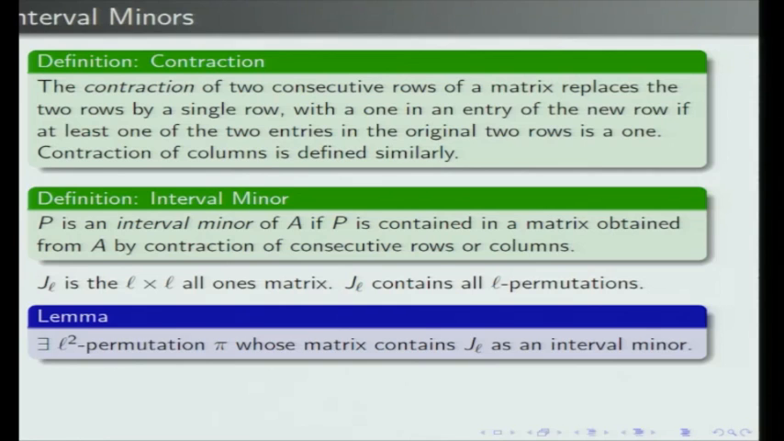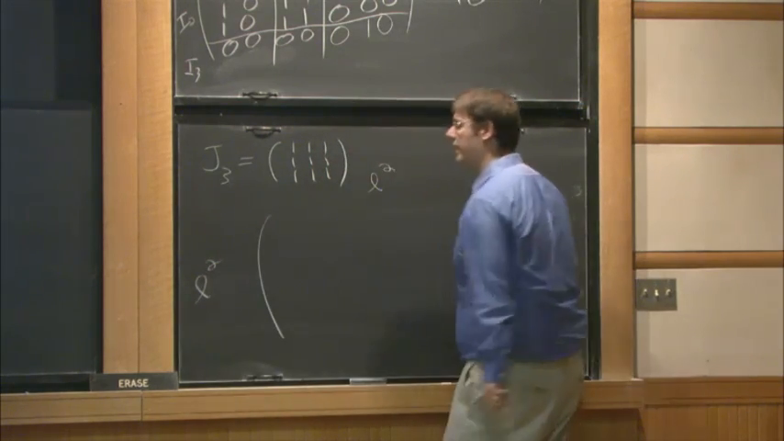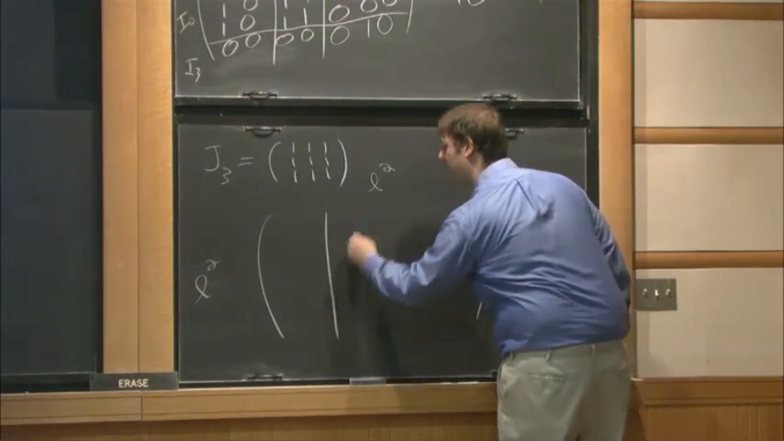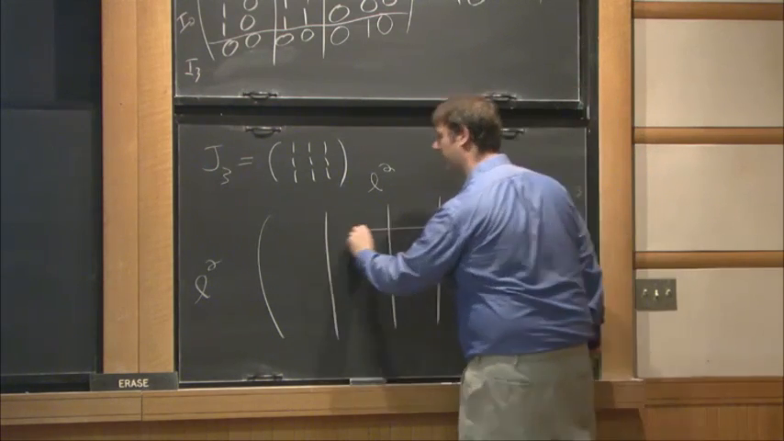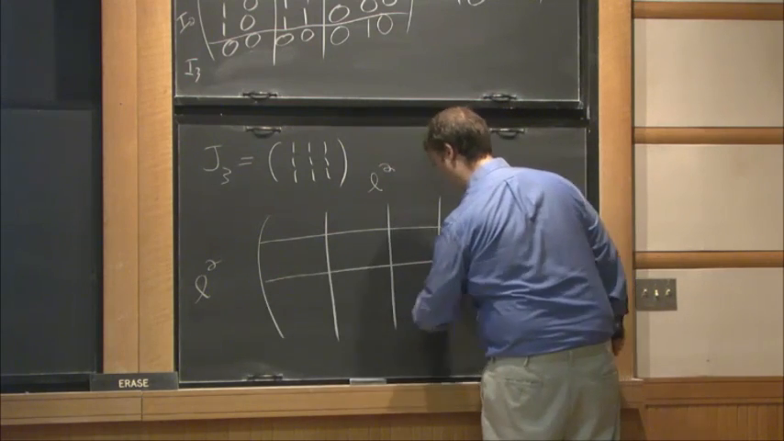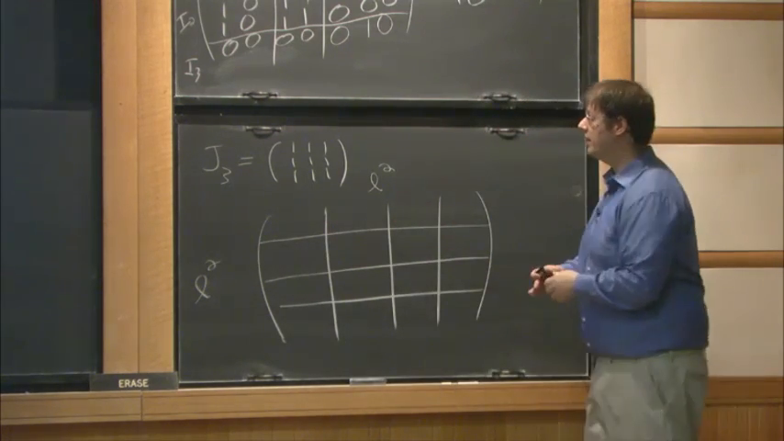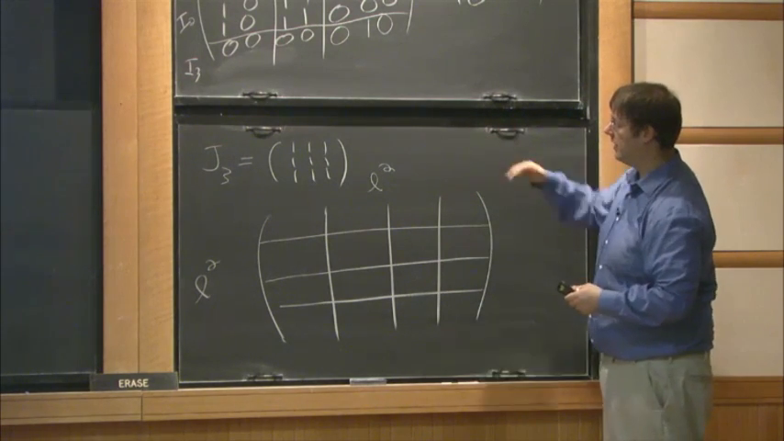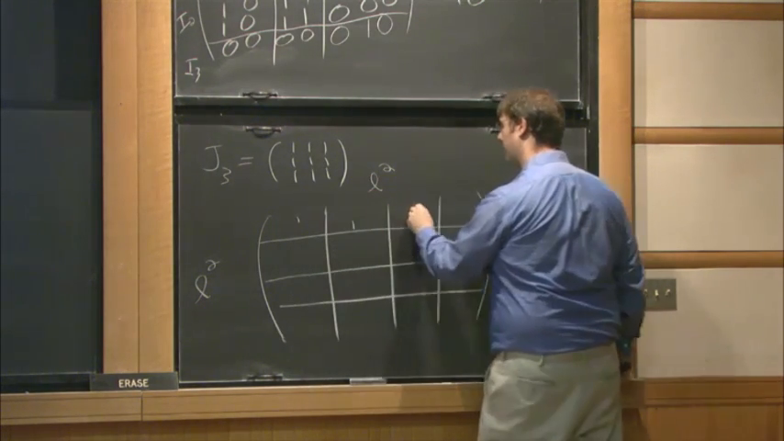A partial converse is true. There's going to be an L squared permutation whose matrix contains J_L as an interval minor. Why is that? We want to make a permutation matrix, which is L squared by L squared, which contracts to the L by L all ones matrix. A random one will work, as Avi pointed out, with an extra log factor. And to construct one, you can partition the L squared into blocks: intervals of columns, of which there are L, each of size L, and intervals of rows, L of them, each of size L. You need in each of these blocks at least one 1.